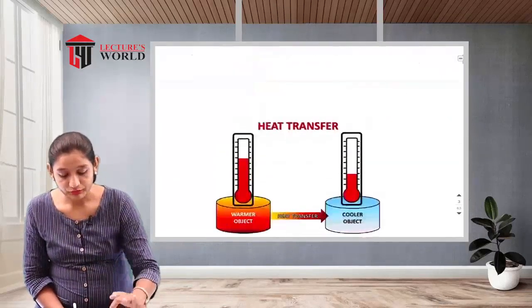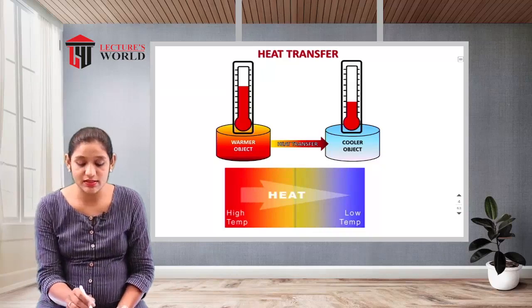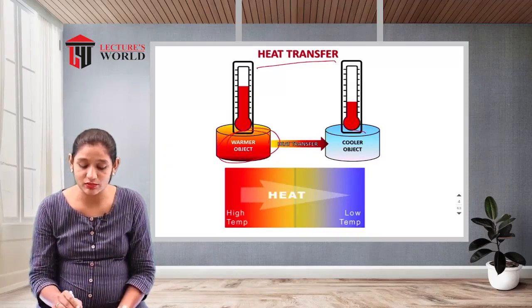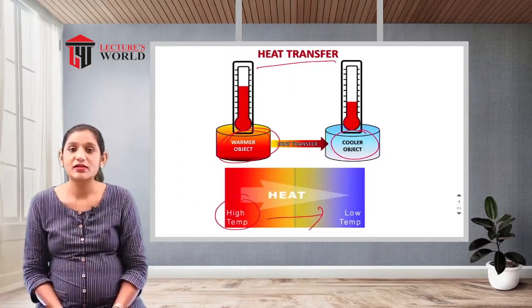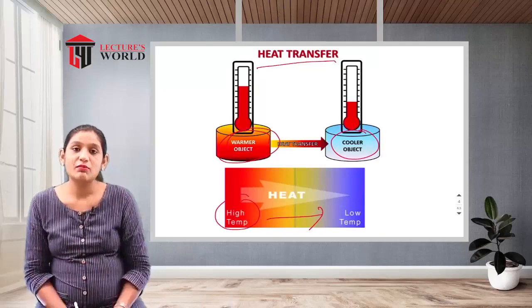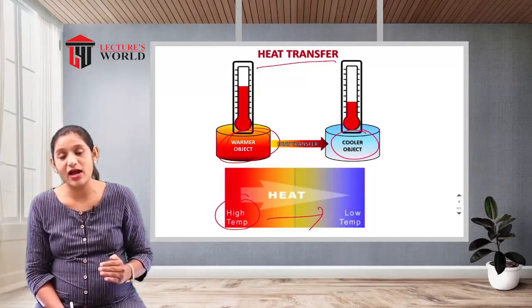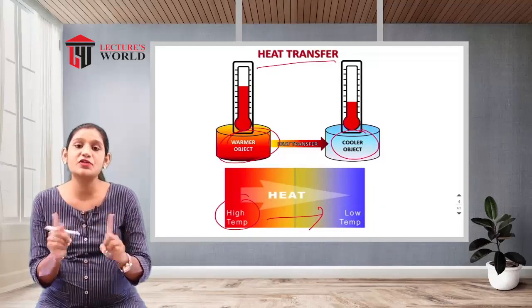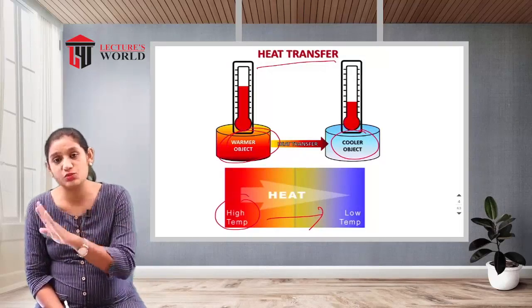Next, here is an animated picture. Observe, this is heat transfer. This is the warmer object and this is the cooler object. Heat flows from high temperature to lower temperature. This is the transfer of energy. How does something cool down and how does heat build up? This is the transformation of heat from one to another, cooler to hotter and hotter to cooler.